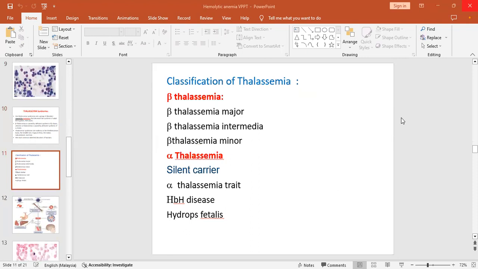Coming to the classification of thalassemias, thalassemias can be classified into beta thalassemia and alpha thalassemia. Beta thalassemias are further subdivided into beta thalassemia major, minor, and intermediate. Alpha thalassemia includes silent carrier, alpha thalassemia trait, HbH disease, and hydrops fetalis.